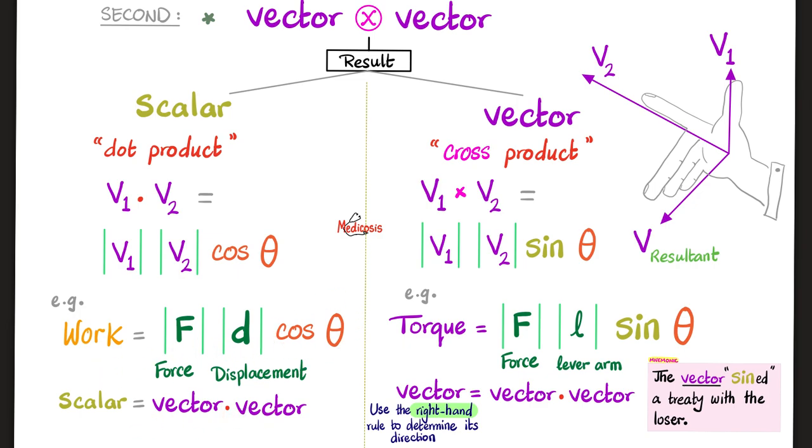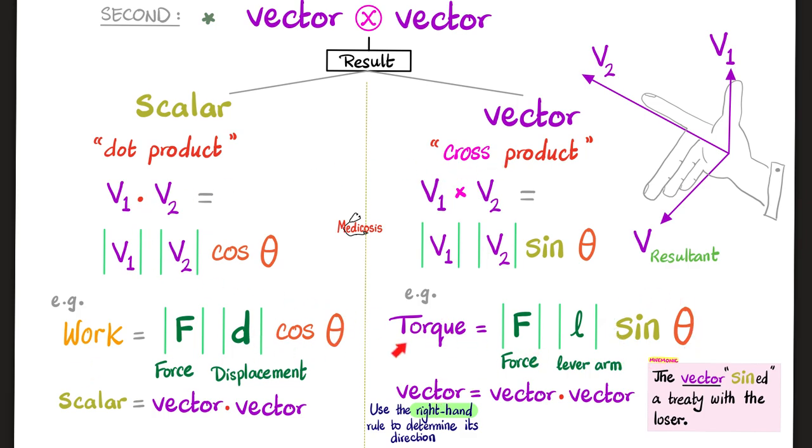Very important. However, when you multiply a vector by a vector and the result is a vector, this is not a dot product but a cross product. What do you mean by this? I mean it's gonna be sine theta, not cosine theta. Example, torque, that's a vector. It's the result of multiplying force, a vector, by lever arm, another vector. Multiplying vector by a vector gives you a vector, sine theta. Don't forget, here is sine, but here is cosine.